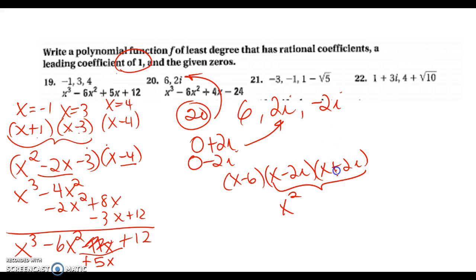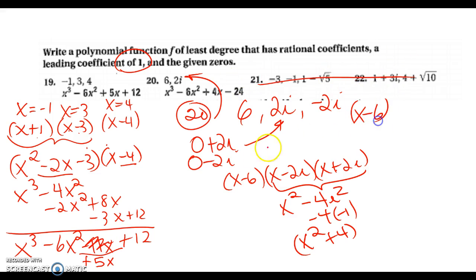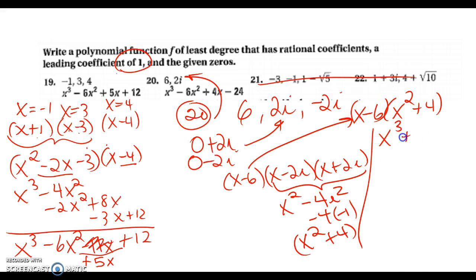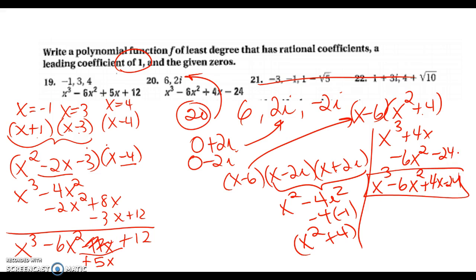Those drop out. Minus 4i squared. Minus 4i squared is negative 1. This is x squared plus 4. All right. I'll be doing these on the next page, so I'm going to say x minus 6 times x squared plus 4. See if we can get to the same answer. X to the third plus 4x minus 6x squared minus 24. X to the third minus 6x squared plus 4x minus 24. We did it! Let's look at the next page.